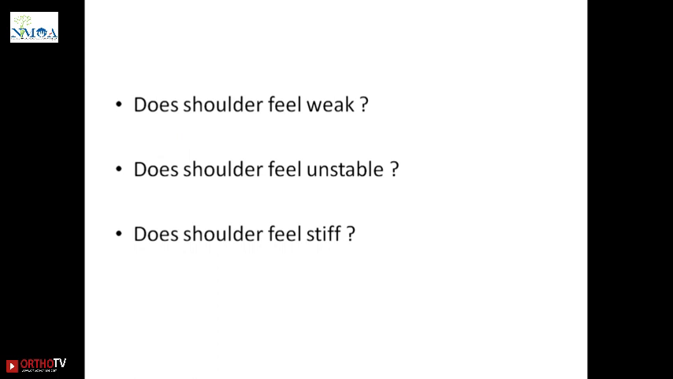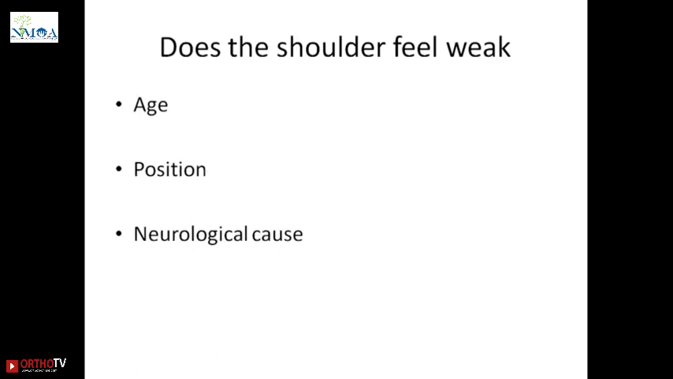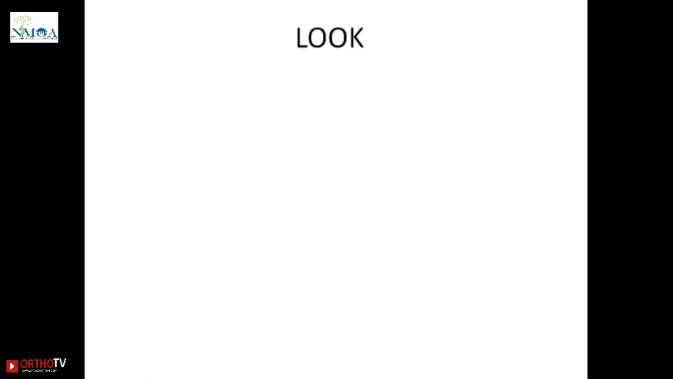Apart from the pain, does the shoulder feel weak? Does the shoulder feel unstable? Does it feel stiff? If the shoulder feels weak, again we want to know the age of the patient, whether it is traumatic or non-traumatic in origin, and what is the position. Usually if it feels weak in abduction and external rotation, it is more of an anterior instability, while if in adduction, then usually it's more of a posterior instability. Sometimes there may be a neurological cause associated with the weakness.